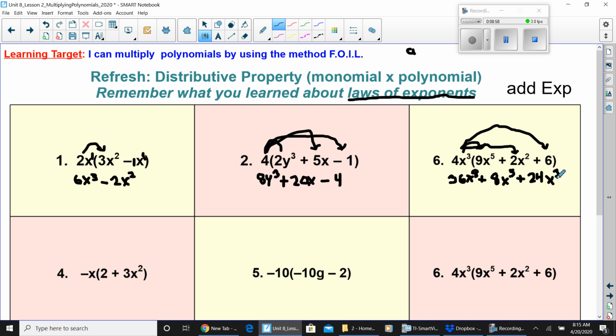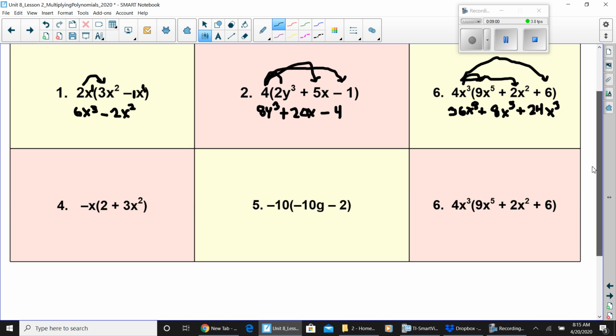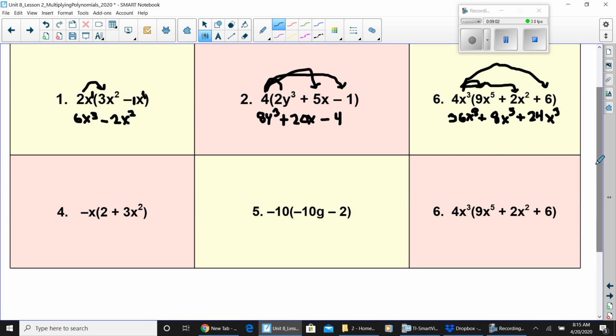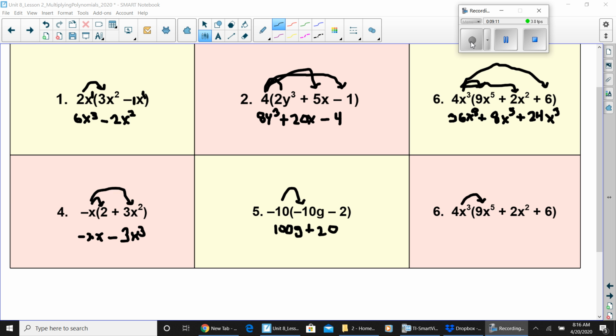Go ahead, do the next 3 that are on the page, and press pause now. Okay, I just wanted to see if you could. I wanted to give you the answers for number 4. Negative x times 2 is negative 2x. Negative x times positive 3x squared is negative 3x to the third. Remember, this has 1 as an exponent.